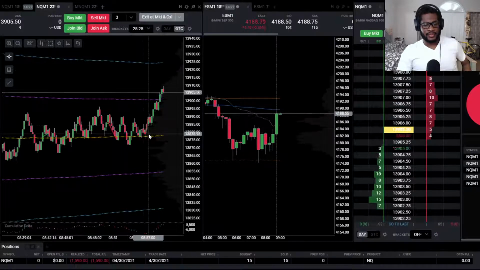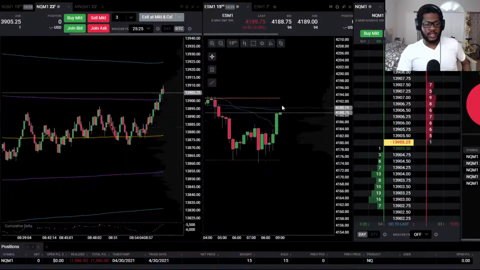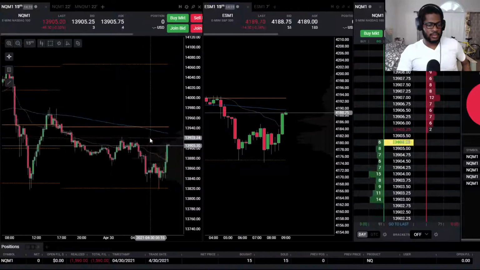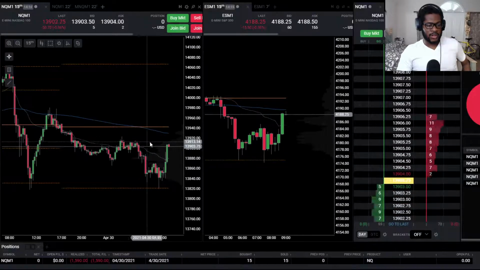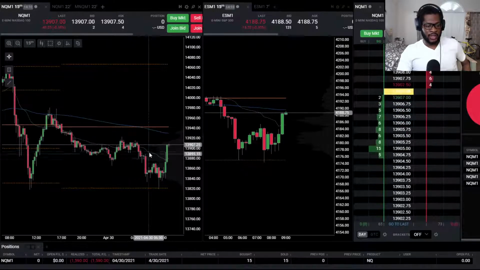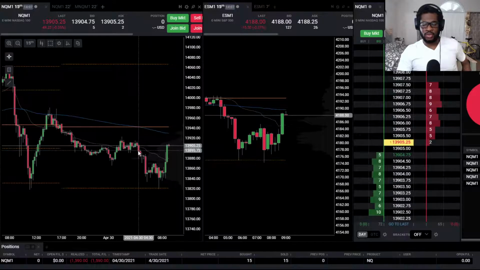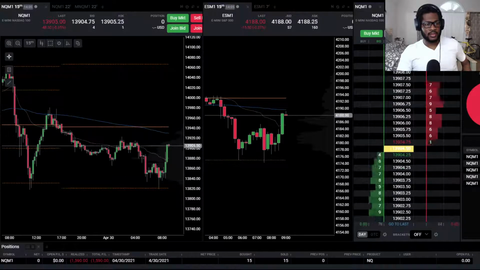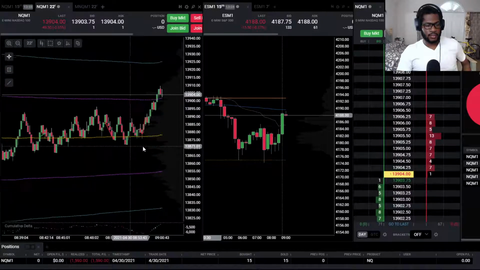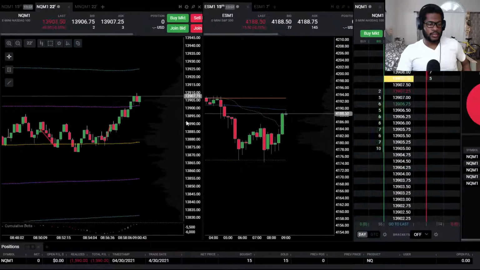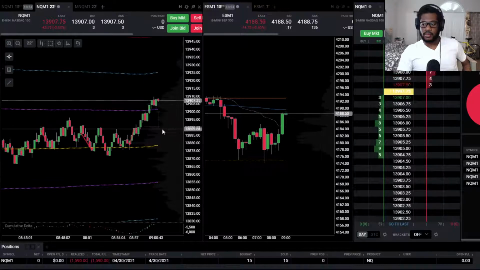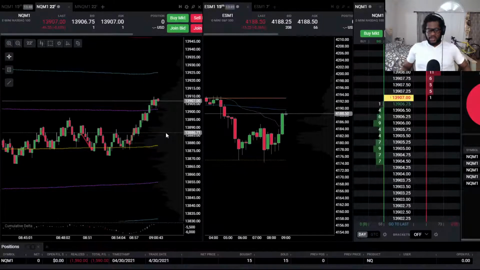Still pushing up here. ES is starting to hit the 200 EMA. Let's see if the Nasdaq is running into anything. Nasdaq running into, I guess, last night's overnight range area. So we'll see how it reacts to that. Hopefully it gives us a pullback to long off of. I definitely need to continue to work on my patience.